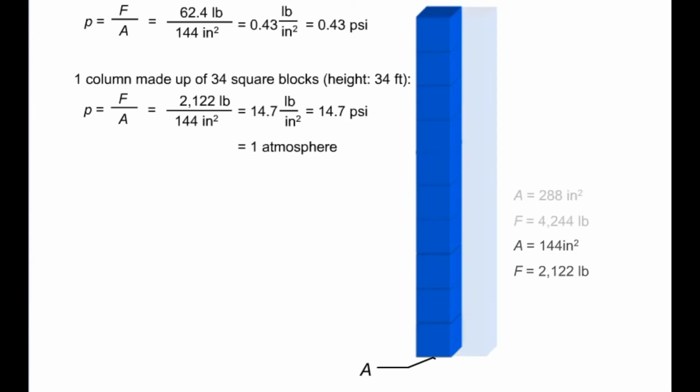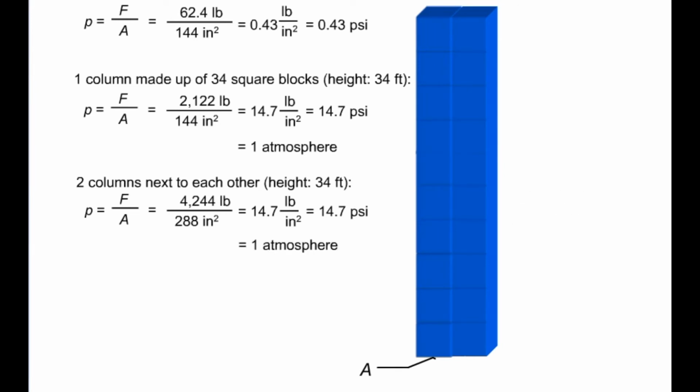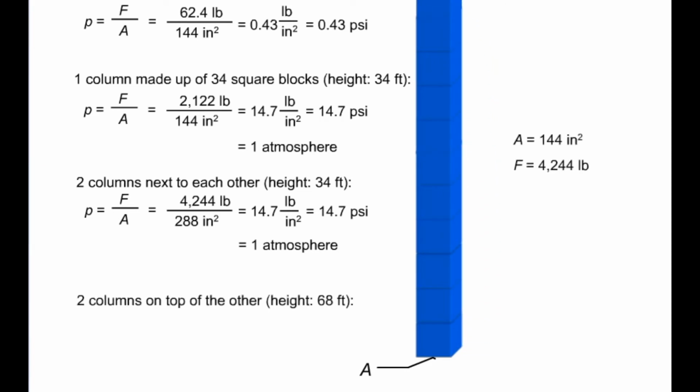Let us take a second column with 34 cubes, place it beside the first and calculate the pressure on the floor. The weight force has doubled, but so has the area. The pressure therefore remains the same. However, were we to place the second column on top of the first column, the pressure would then be doubled.